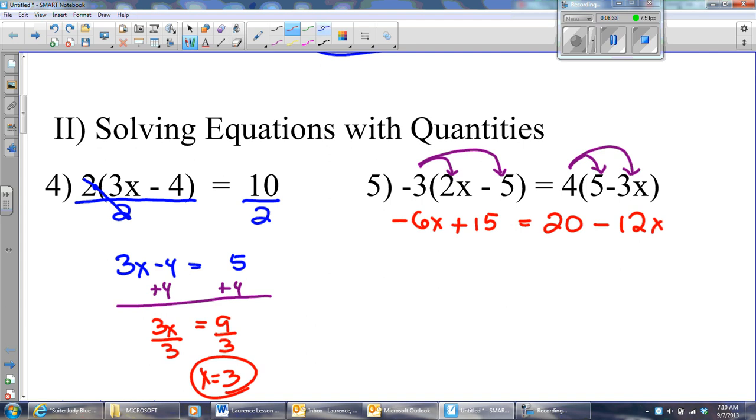Now again, we've got variables on both sides. Well, I'm going to take one of them away. And remember, my advice to you was to take away the variable with the smaller coefficient. Well, the smaller one would be -12. And to take away a negative, I'm going to use addition, right?